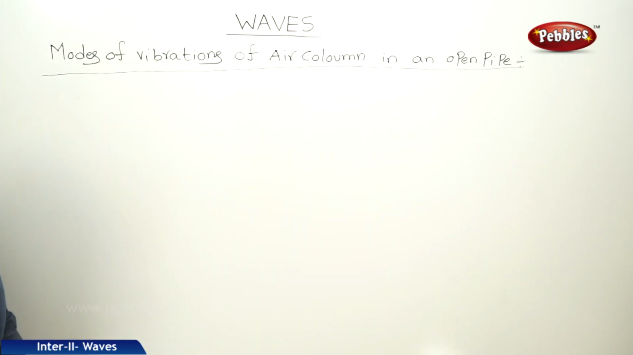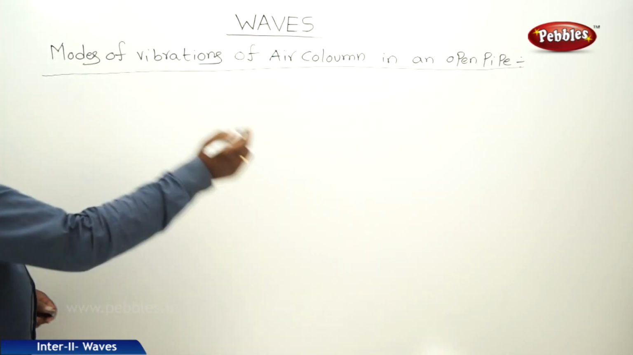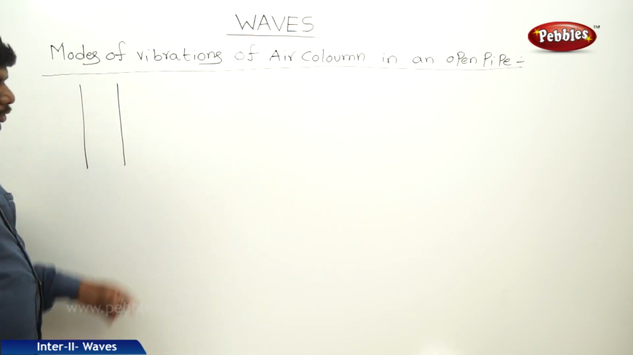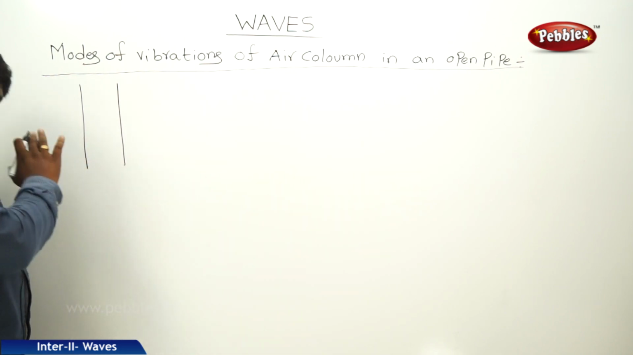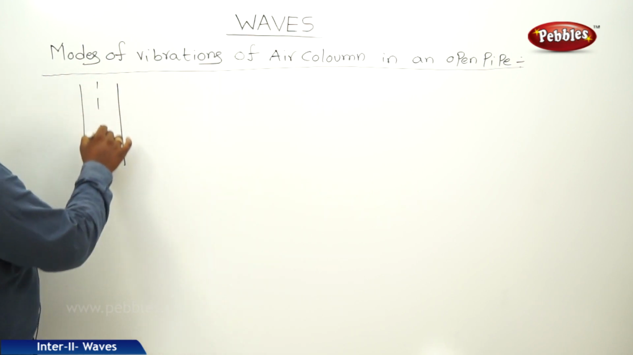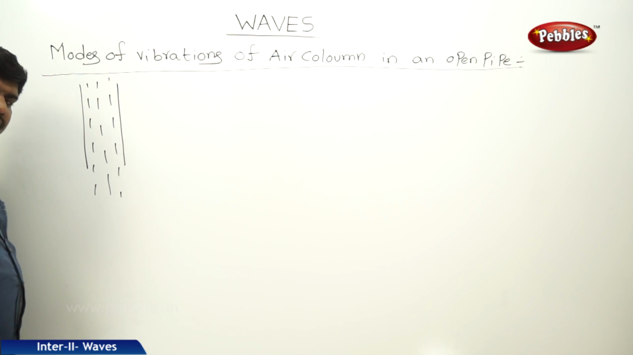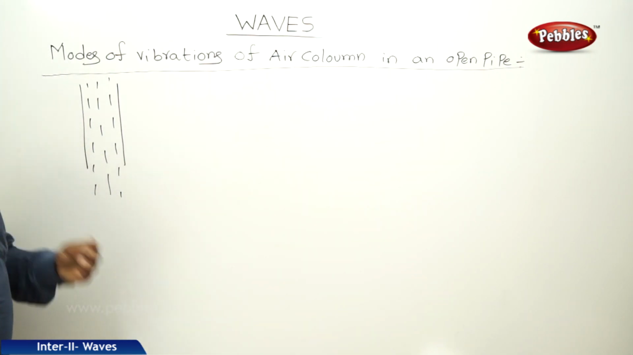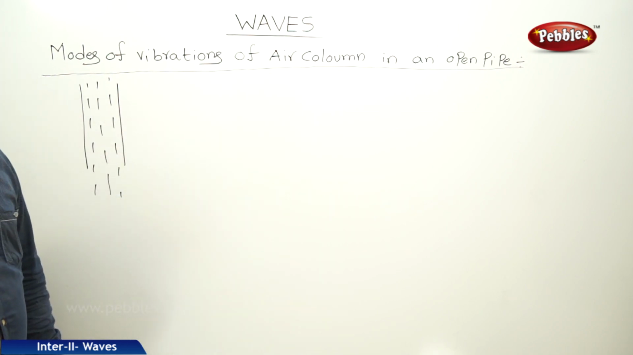The next concept is modes of vibrations of air column in an open pipe. So, first of all, take a pipe. If you blow the air through this pipe, if the second end is also open, in this open pipe the sound waves will travel very easily. But according to the periodicity, they will occupy the level of fundamentals or frequencies.